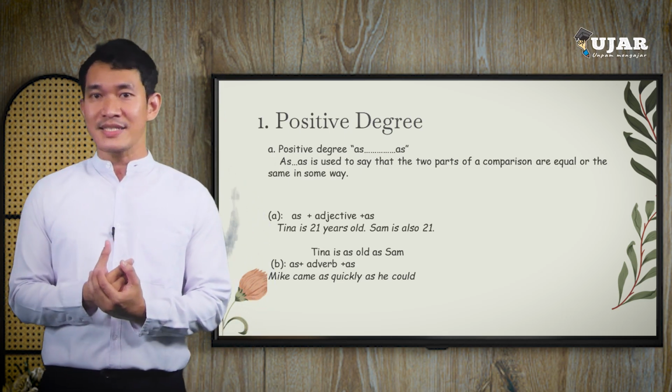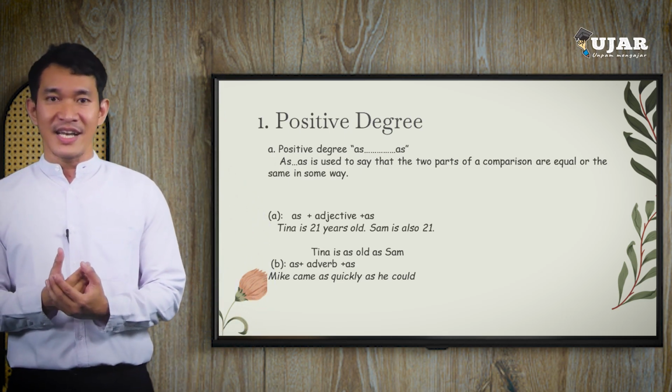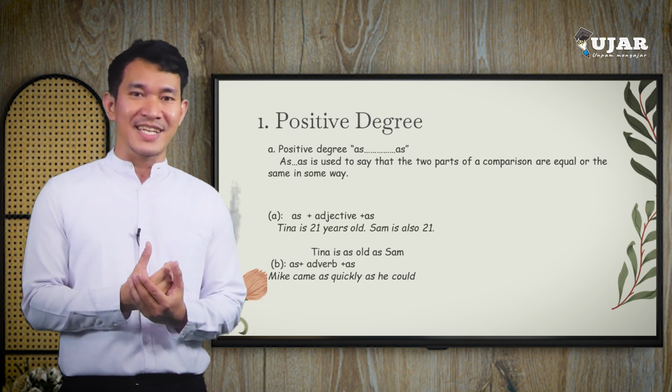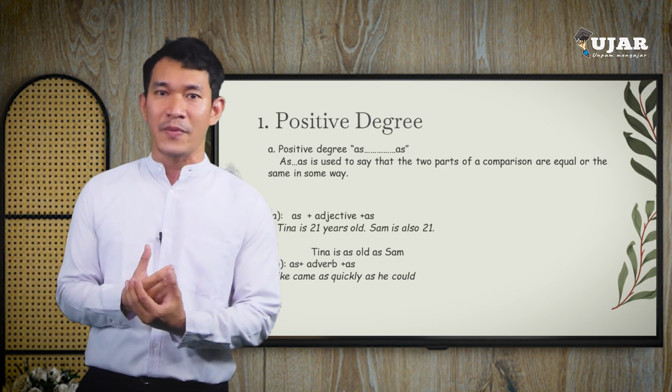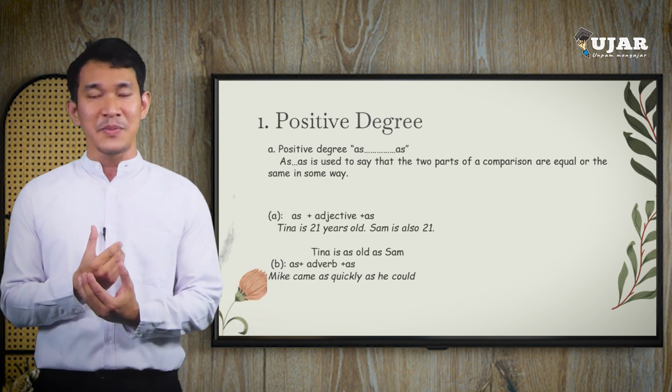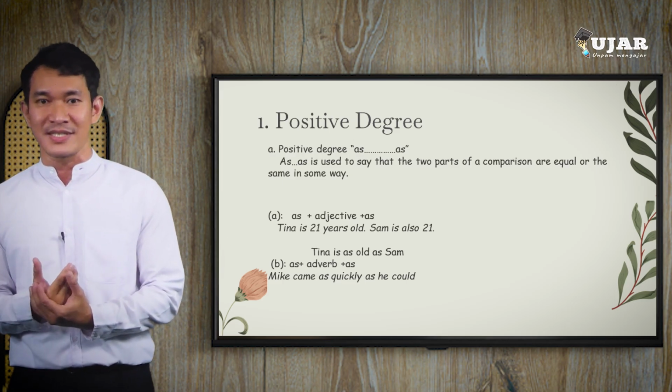Sam is just as old as Tina. Ted is nearly or almost as old as Tina. Common modifiers of as adjective as are just, meaning exactly, and nearly or almost.